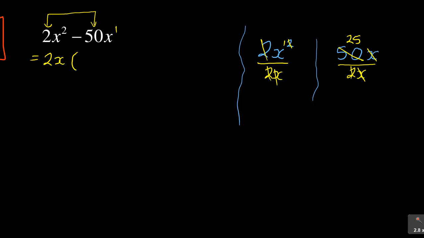So what you have on the first term is x that is remaining. What you have on the other side is 25. So that is what you're going to write, which is x, and you have a negative sign, which is minus 25 in this case.